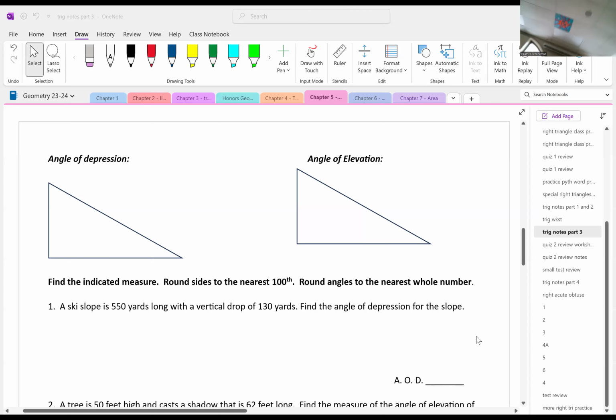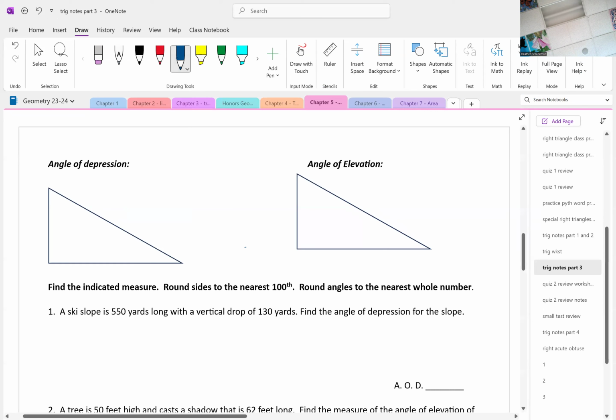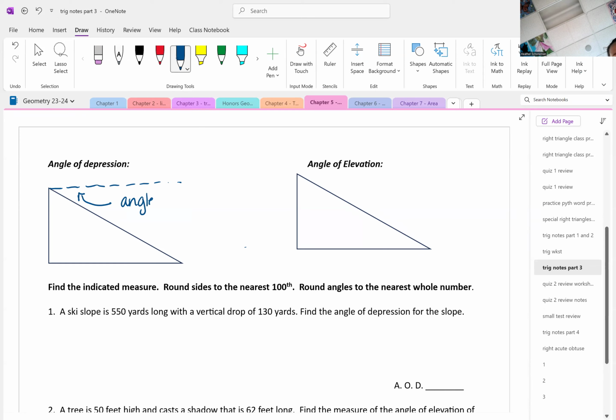All right, this is part 2 of the video, and this is teaching you the new stuff, which is word problems. And for word problems, before we can do them, we need to know two different things. The first is the angle of depression, and then the angle of elevation. So the angle of depression, if you imagine an invisible line that went right here, parallel to the bottom, this angle right here is the angle of depression.